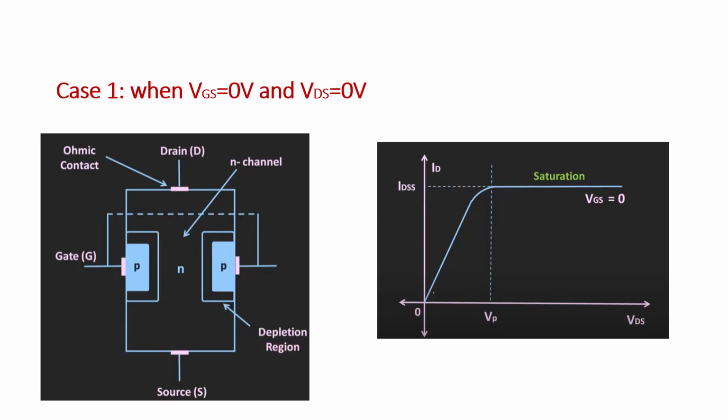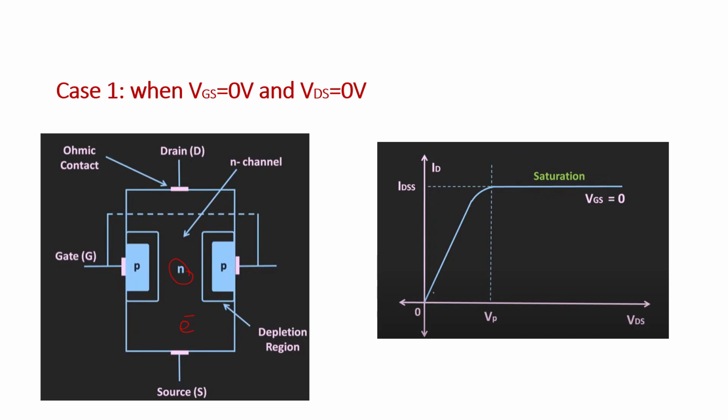So now in an N-channel JFET, as I said, this is a field effect transistor. Either the electrons or holes are responsible for the current conduction. So here the channel is N, so the movement of electrons decides the current conduction. So how to analyze this case?